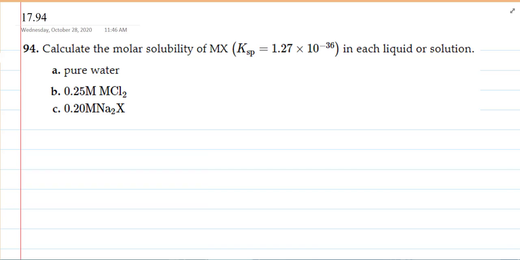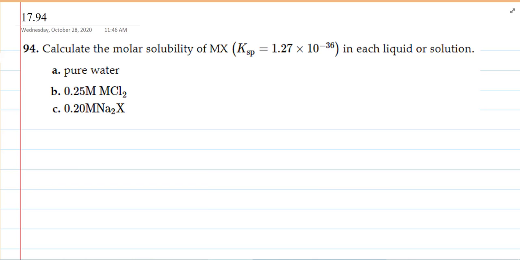We're doing chapter 17, number 94, intro, the second edition. And it says calculate the molar solubility of MX. We don't know what MX is. All we know is KSP is 1.27 times 10 to the negative 36 in each liquid. And we know it's a 1-to-1 salt. So whatever it is, whatever the metal is, whatever the non-metal is, it's 1-to-1.